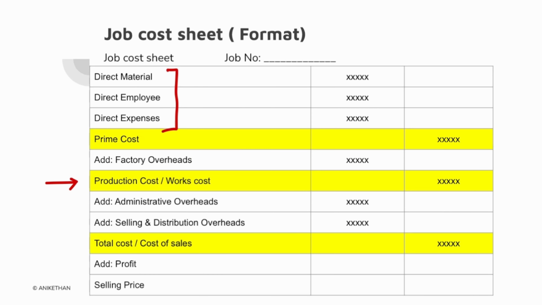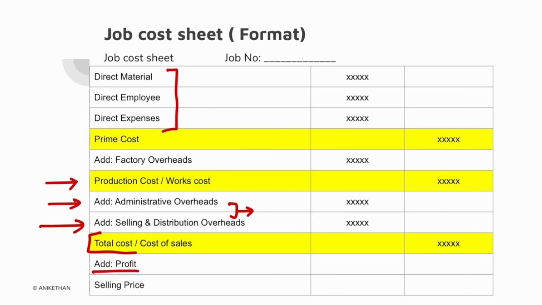If you recall here, between these two you had finished goods adjustment. But in a job, since every job is distinct, there is no opening and closing finished goods. So that step is eliminated. Hence you have to add administration and S&D overhead. You will get the total cost of the job. Then you add profit. Then you will get the selling price of the job.